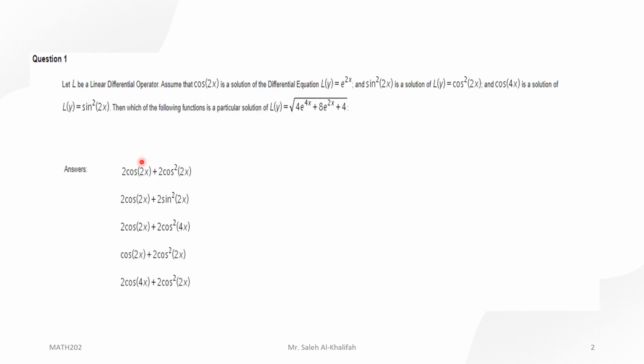Okay, in the name of God, we start with question number 1. It says, let L be a linear differential operator. Assume that cosine of 2x is the solution of this differential equation, and sine squared of 2x is the solution of this differential equation, and cosine of 4x is the solution of this differential equation. Then which of the following functions is a particular solution of this differential equation?